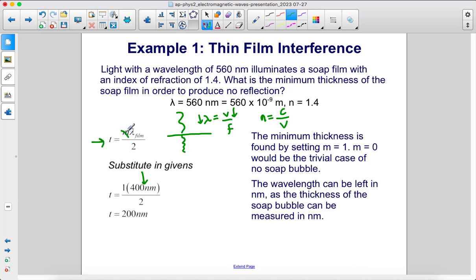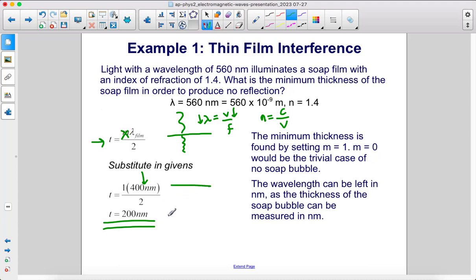We know that m is going to be 1 because we want the minimum thickness of the film. So t has to be 1/2 of the wavelength in the film, which gives us a minimum thickness of 200 nanometers. So remember, the minimum thickness is found by setting m equal to 1. If m was 0, there would be no soap bubble. M equals 1 is going to be the thinnest possible soap layer.